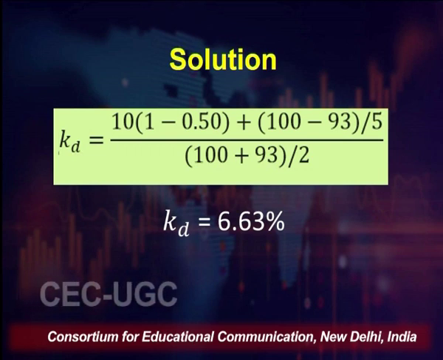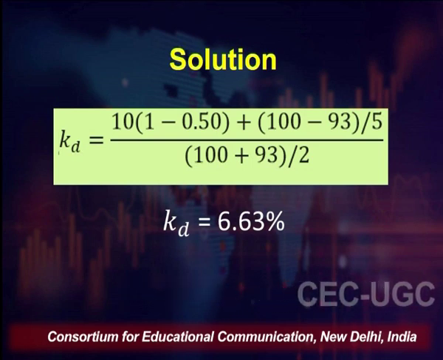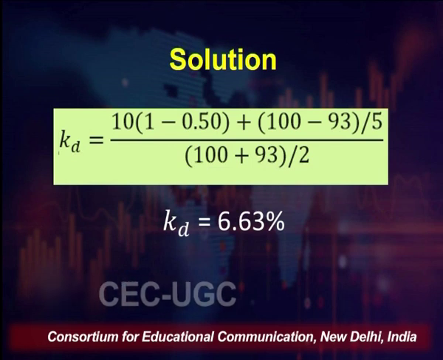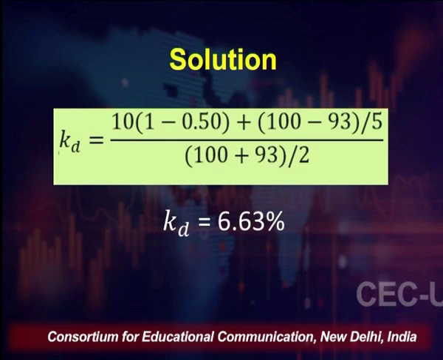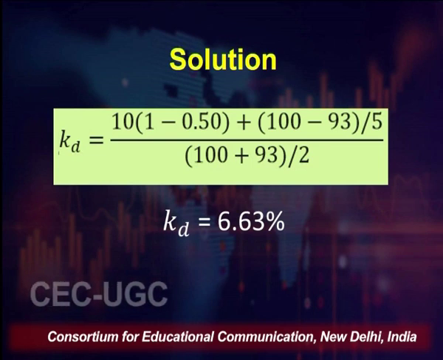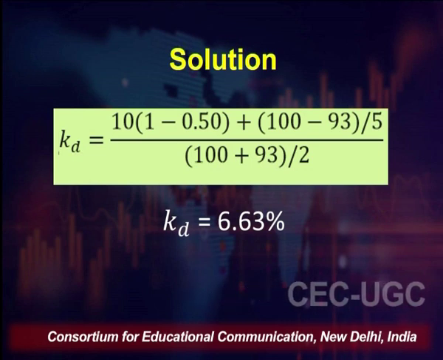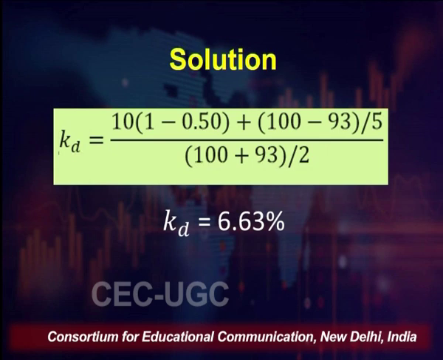So, we are placing this value in this equation and the equation will look like this: 100 minus 93 divided by 5. The same values, 100 plus 93 divided by 2, in the denominator. Now, by solving this equation, we get cost of debt as 6.63%. Okay. So, this is how we calculate the value of bond or the cost of debt using the shortcut method for redeemable debt, or redeemable bonds.